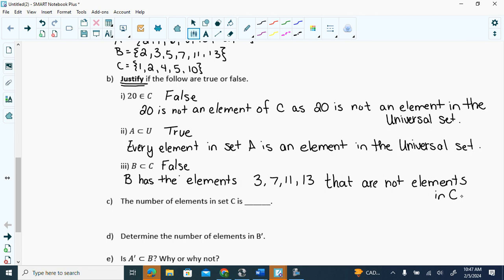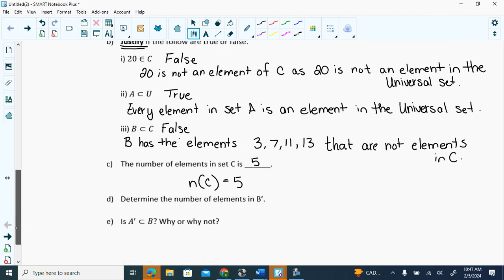The other way they can write it is n of C, with a bracket, and the answer to that would be 5, right? The little n means the number of elements in, same as the words. Okay, determine the number of elements in B complement.